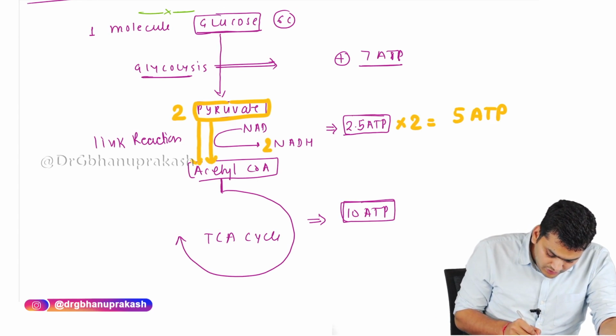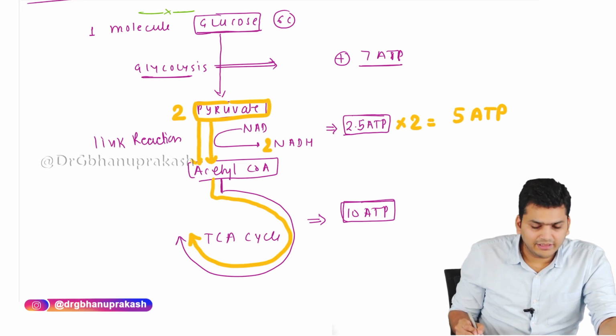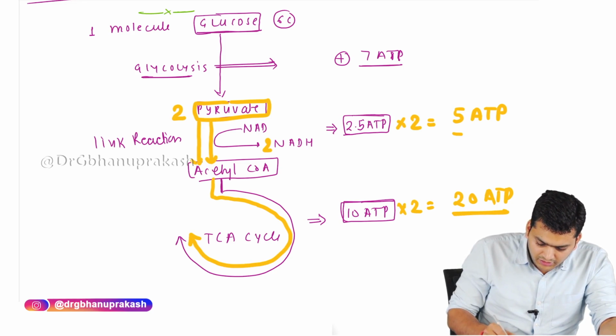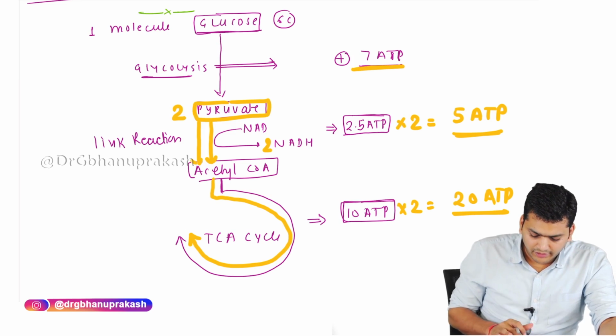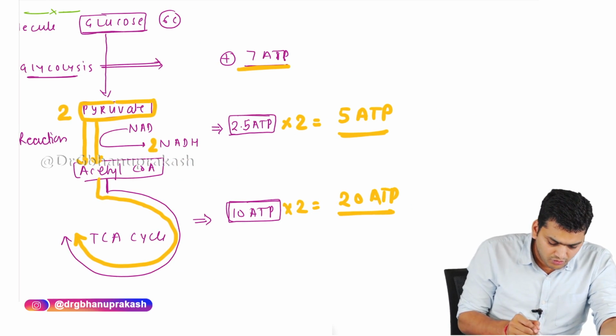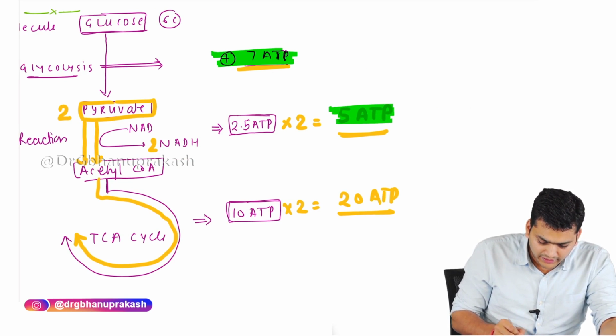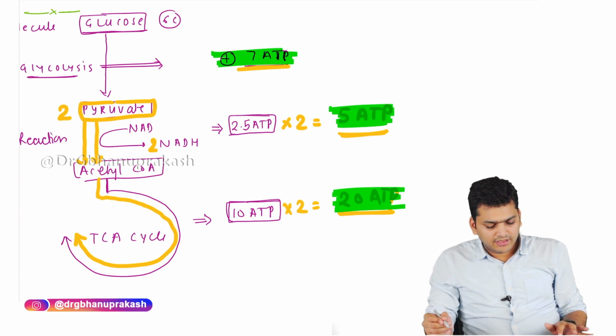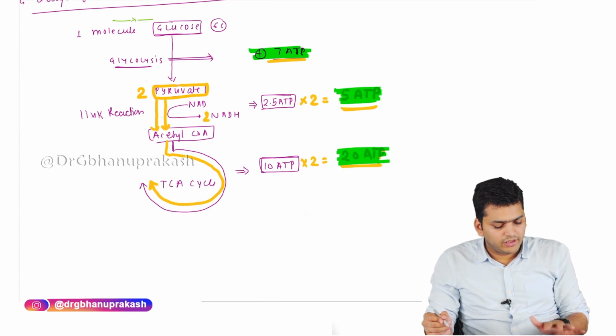2 acetyl-CoA is going to run the TCA cycle how many times? 2 times. 1 TCA cycle is 10 ATP, so 2 TCA cycles will be 20 ATPs. So these are the energies that you are going to get. Let's sum them: 7 from glycolysis, 5 ATPs from the link reaction, 20 ATPs from the Krebs cycles. So 20 plus 7 plus 5 comes out to be 32 ATPs.